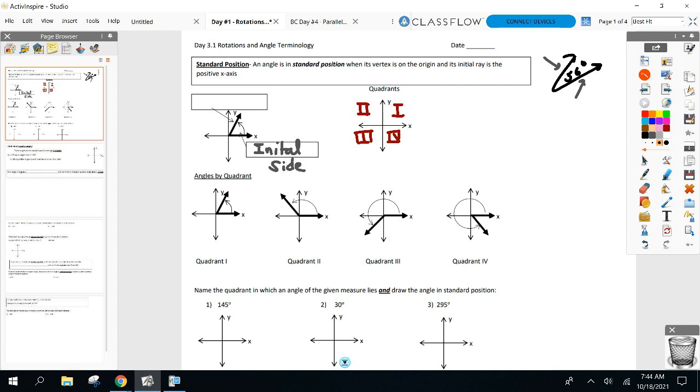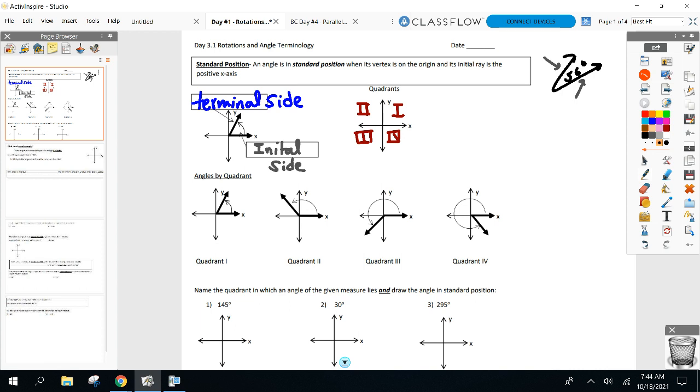The second part of the angle depends on how many degrees I'm graphing. Could be in quadrant 1, 2, 3, or 4, and that other side is called the terminal side. Anybody got a little definition for the word terminal? Where it ends. That's where it ends. So again, every single angle will start on the positive side of the x-axis. The other side, the terminal side, will depend on how many degrees I'm graphing and what quadrant it's in. Let's go through all the different types of angles I could have in the different quadrants.